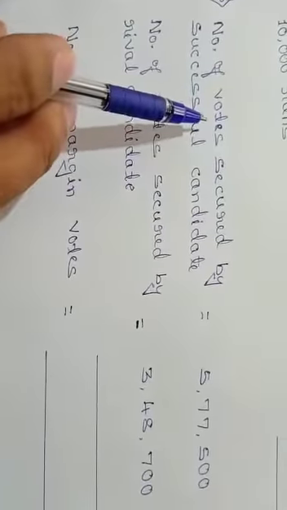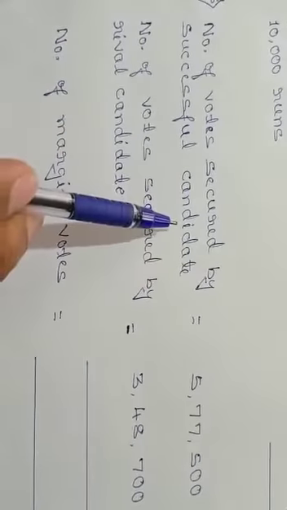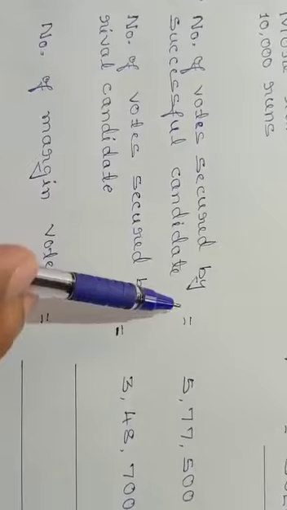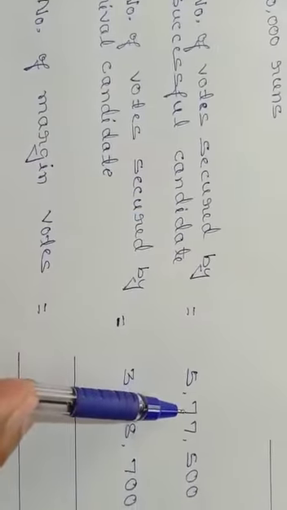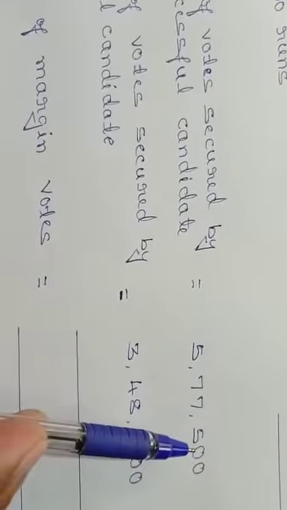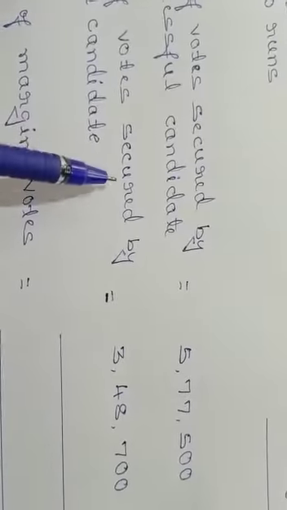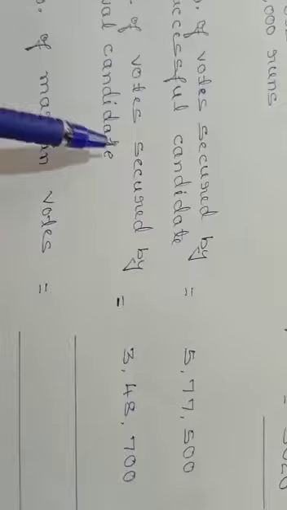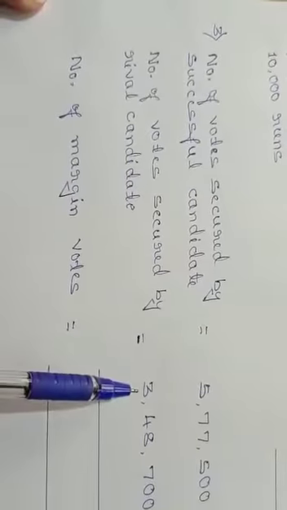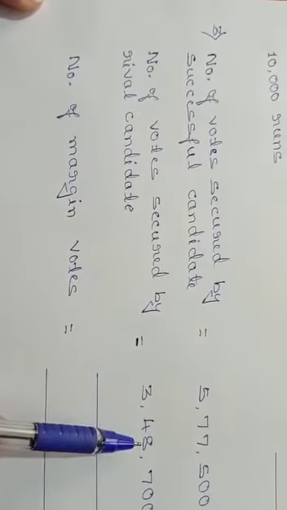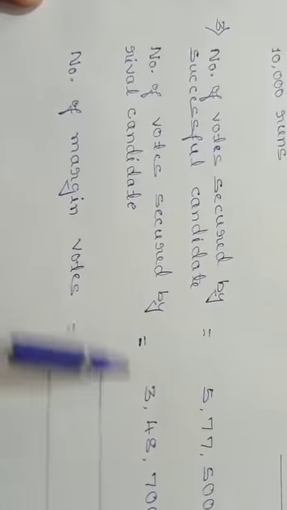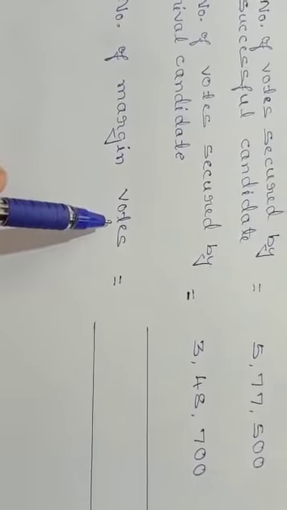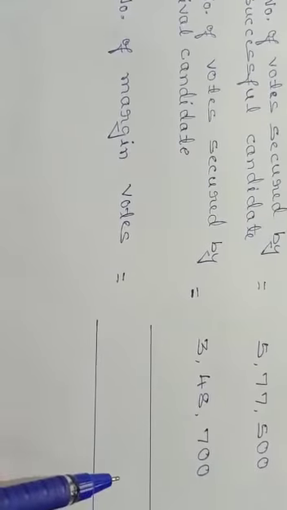Number of votes secured by the successful candidate is equal to 5,77,500. Number of votes secured by the rival candidate is equal to 3,48,700. Students, number of margin votes, we have to subtract.